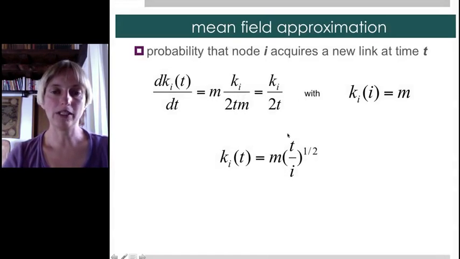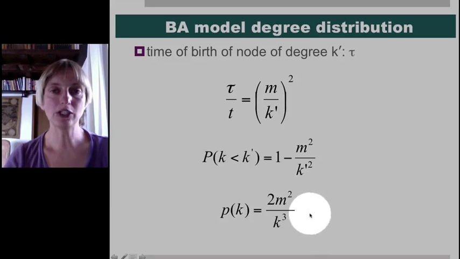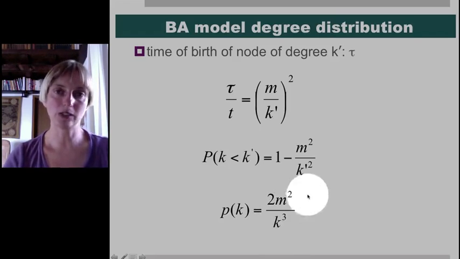And what we'll see again is that if we want to figure out what the probability is that a node has degree, say, k prime or less, what we want to figure out is at what time point tau the node with average degree k prime was born, and then we know that everyone born after that will on average have had lower degree. Following a similar derivation, we have this distribution that says the probability that a node has degree k is 2m squared over k to the third. So this is your power law exponent of 3.